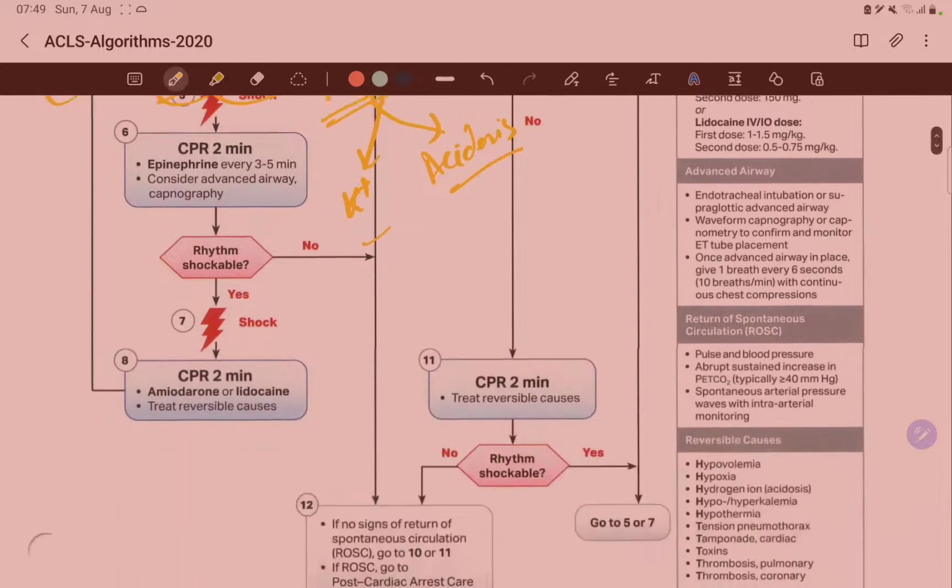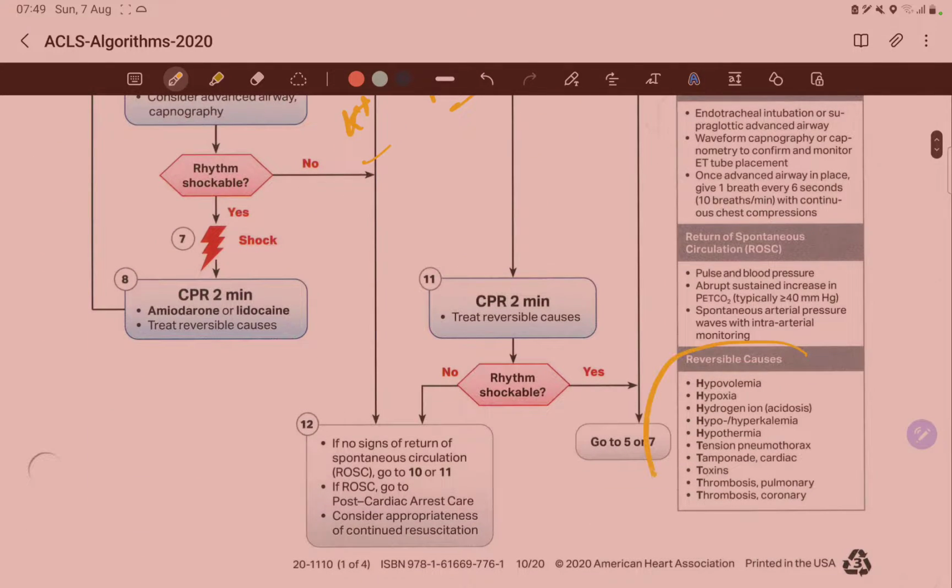Because we should know the reversible causes of cardiac arrest. So what are the reversible causes? There are 5H and 5Ts. So 5H, that is hypovolemia. Hypovolemia can be corrected by giving IV fluids.